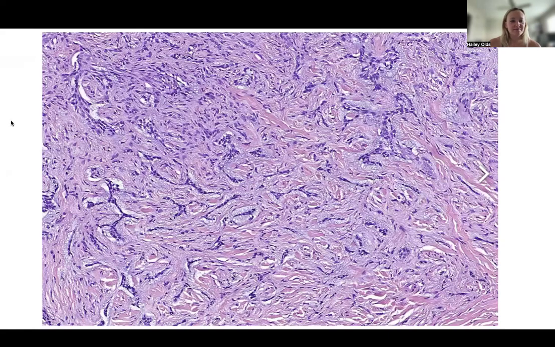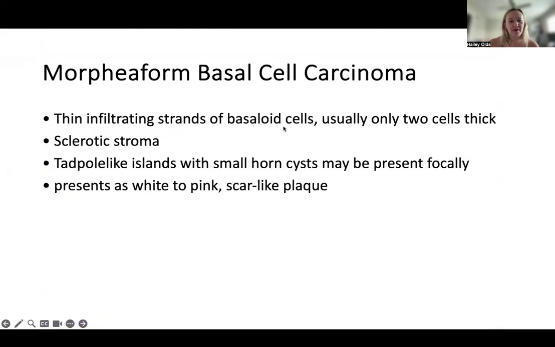Okay, and then this one, you still have the fibromyxoid stroma, but now your islands are more branching. Some people say they form a tree kind of structure. So this one's morpheaform basal cell. You get thin infiltrating strands of basaloid cells, sclerotic stroma, and this is in your tadpole differential. So you may see some tadpole-like islands with small horn cysts. And clinically, it's a white to pink scar-like plaque, which is why they call it morpheaform, because morphea is scar-like as well.